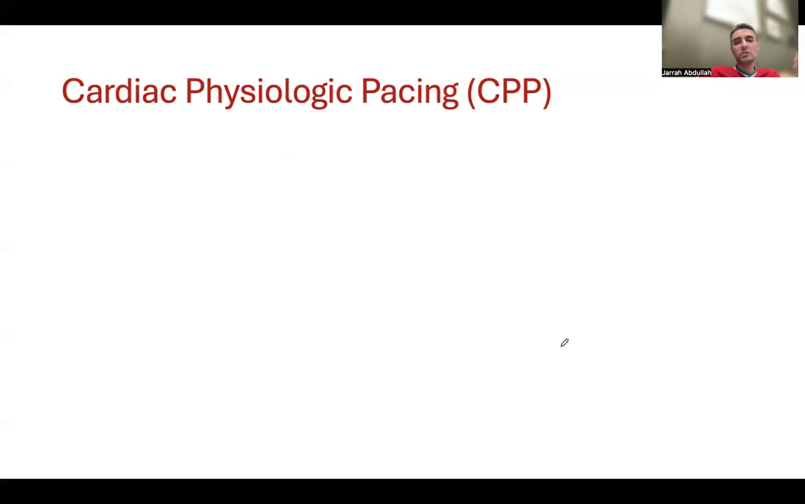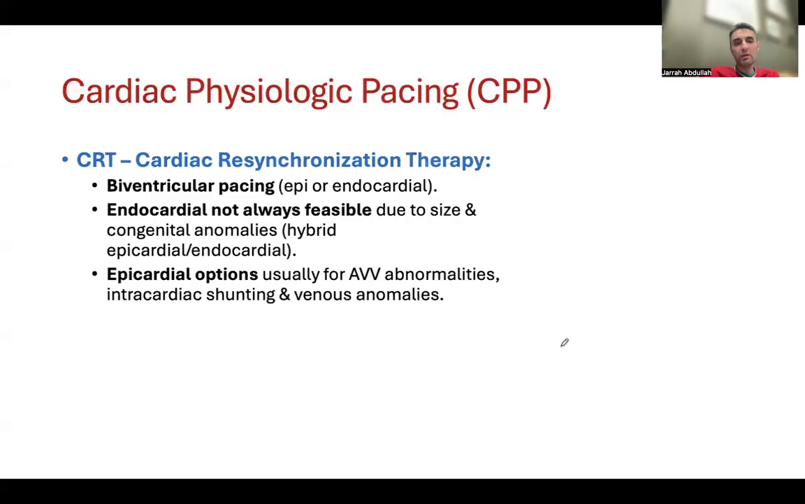But in broad terms, cardiac physiologic pacing is divided into cardiac resynchronization therapy, which, like we said, uses two leads on the ventricles, whether epicardially or endocardially. And obviously, the endocardial option is not always possible if the patient is small in size, for example, or if there are congenital venous anomalies that preclude you from accessing the ventricle, or if there are, for example, coronary sinus anomalies and so forth.